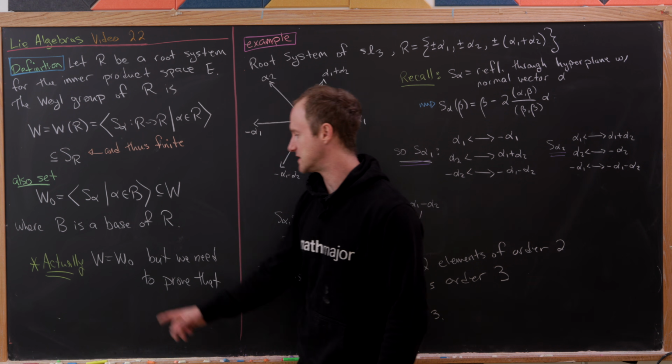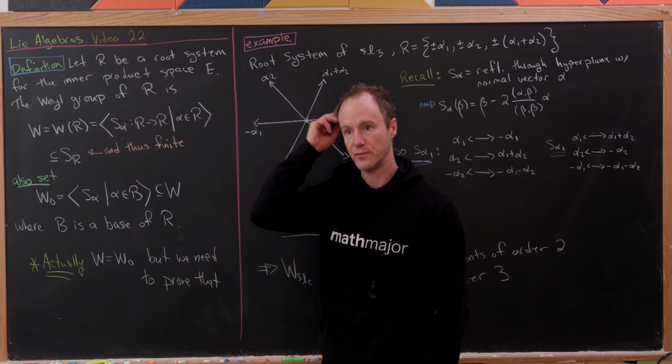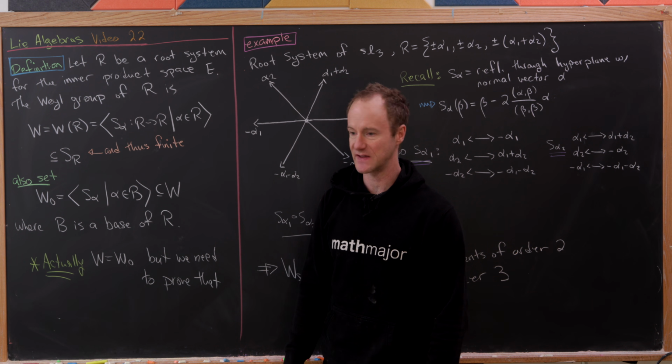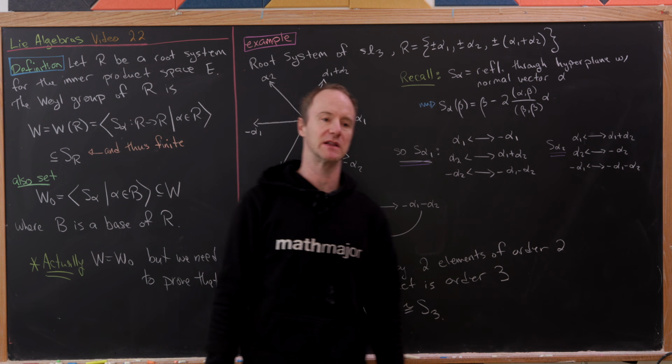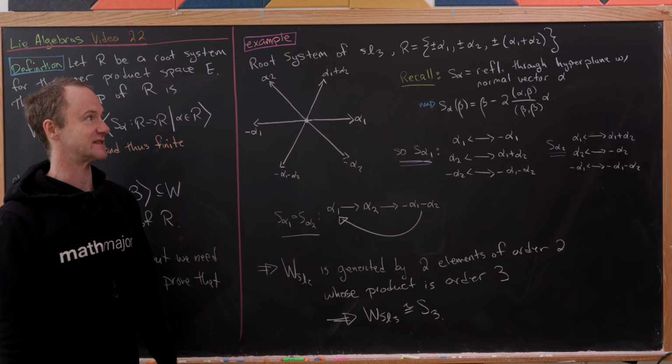Well, actually, W naught is equal to W. In other words, the whole Weyl group is generated by these reflections at the base elements, but we're going to prove that a bit later. But we will use that result to explain this example.